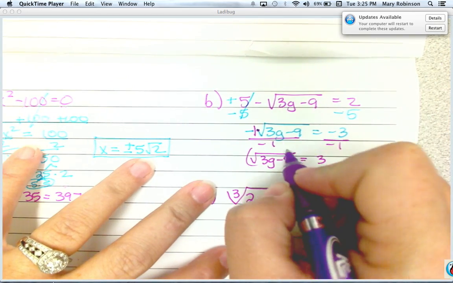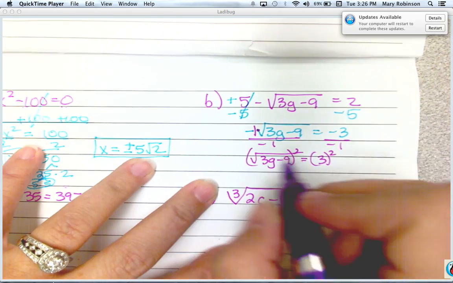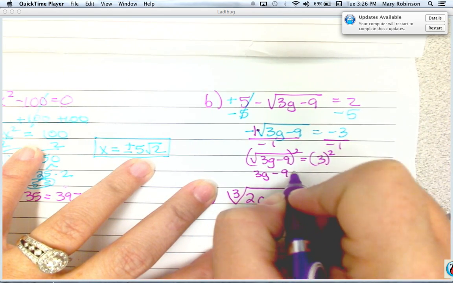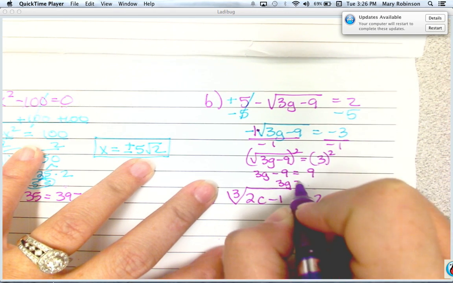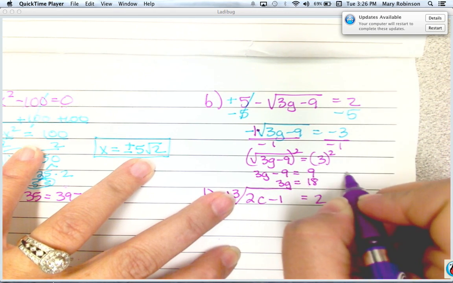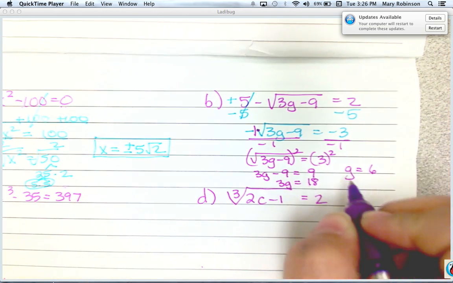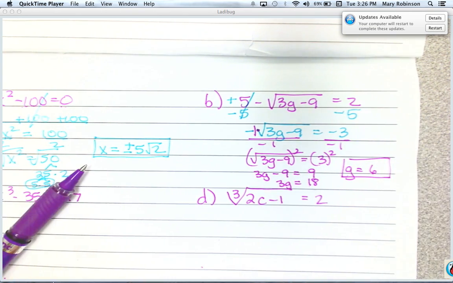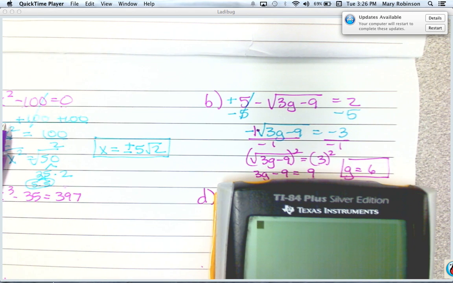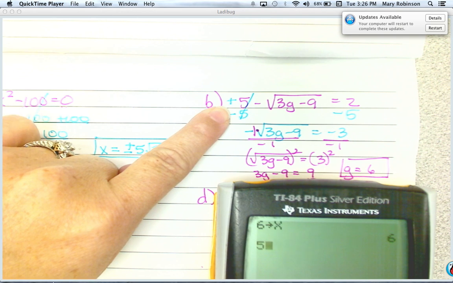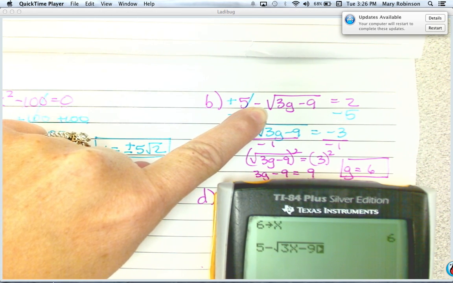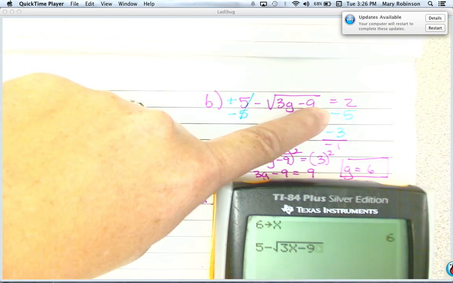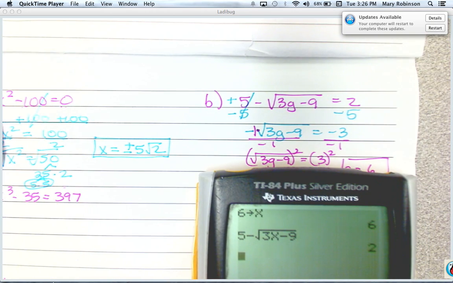At this point, we want to square both sides. So that gives us 3g minus 9 equals 9. Then we add 9 to both sides and divide by 3. So g equals 6. Let's go ahead and check our work. Let's store 6 as our x value. Then type in 5 minus the square root of 3x minus 9. And if our answer is correct, it will come out to equal 2. And it does.